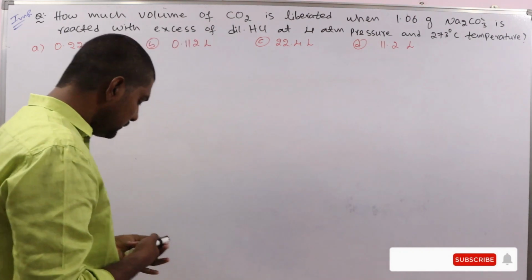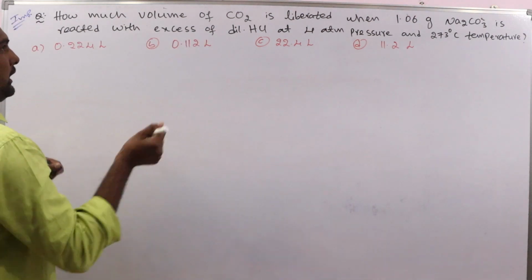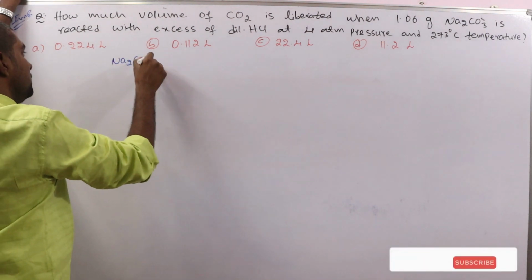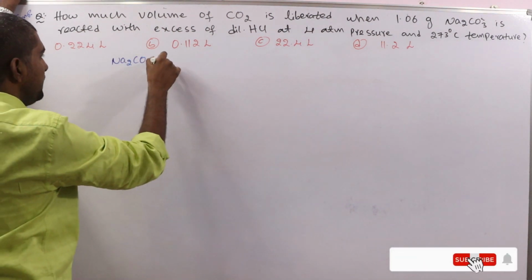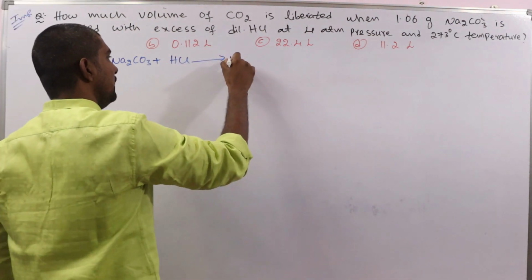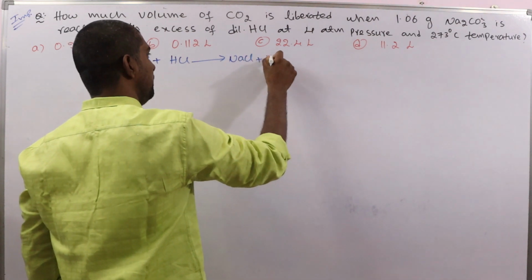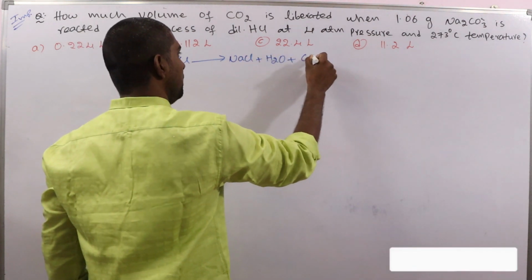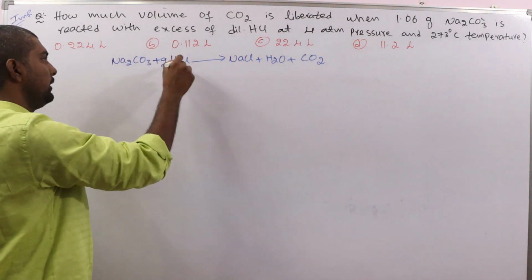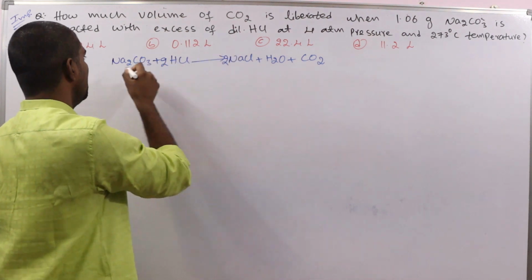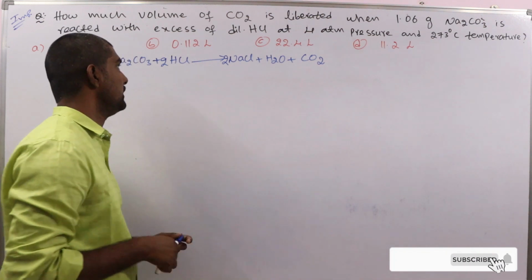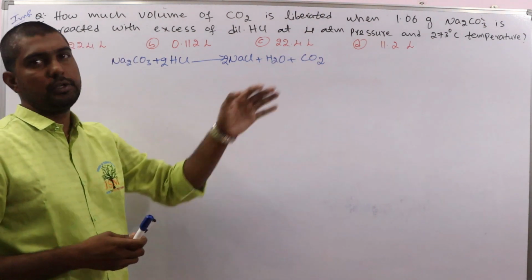Okay, now first let us write the reaction. Sodium carbonate plus HCl, so we get NaCl plus H2O plus CO2. Okay, and if we balance this one, sodium carbonate reacts with 2 moles of HCl and we get 2 moles of NaCl plus water plus CO2.